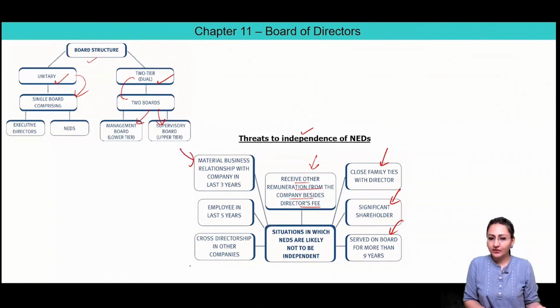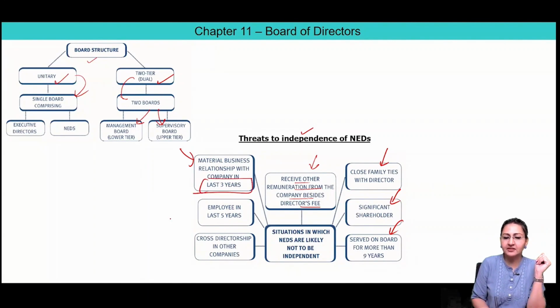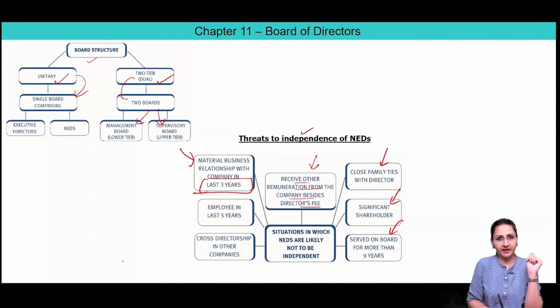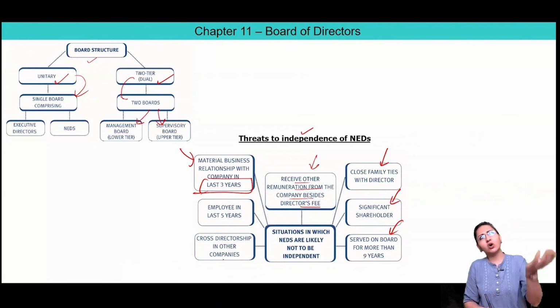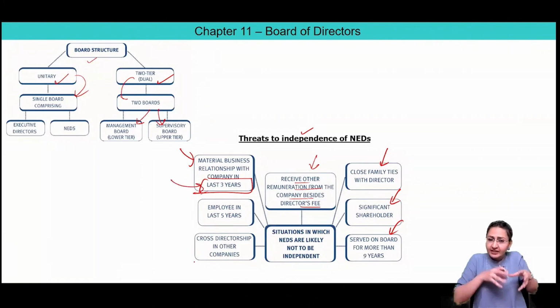Then material business relation with the company in the last 3 years. Here there can be a situation in the exam that the NED has a major business contract going with the company, but since the last 1 year only. So you have to mention that there is a threat to the independence of an NED if this tie is in the last 3 years. If this connect happens, then there is a threat to independence. Now, what if this contract between the NED and the company was long back, 10 years back? Then it's fine.